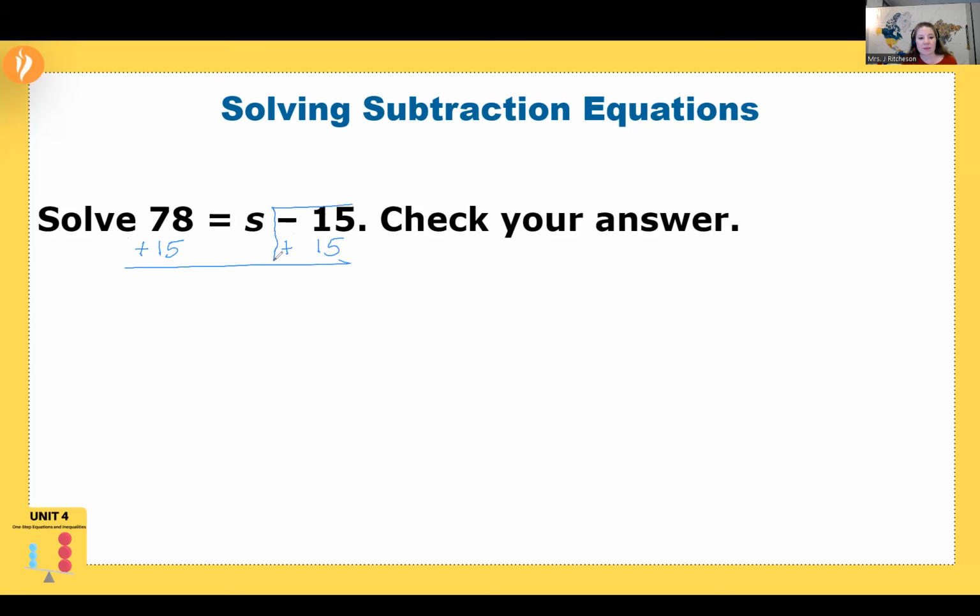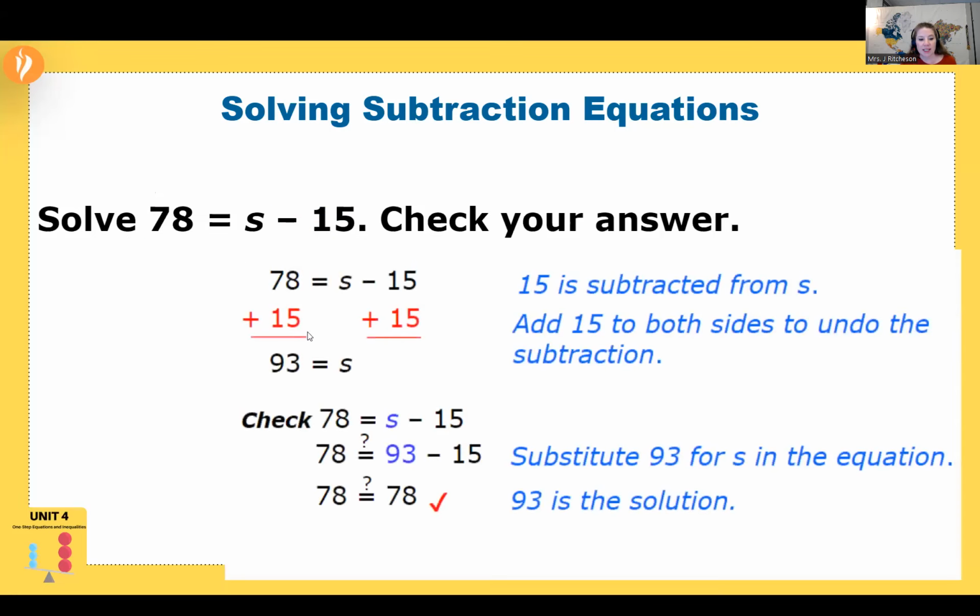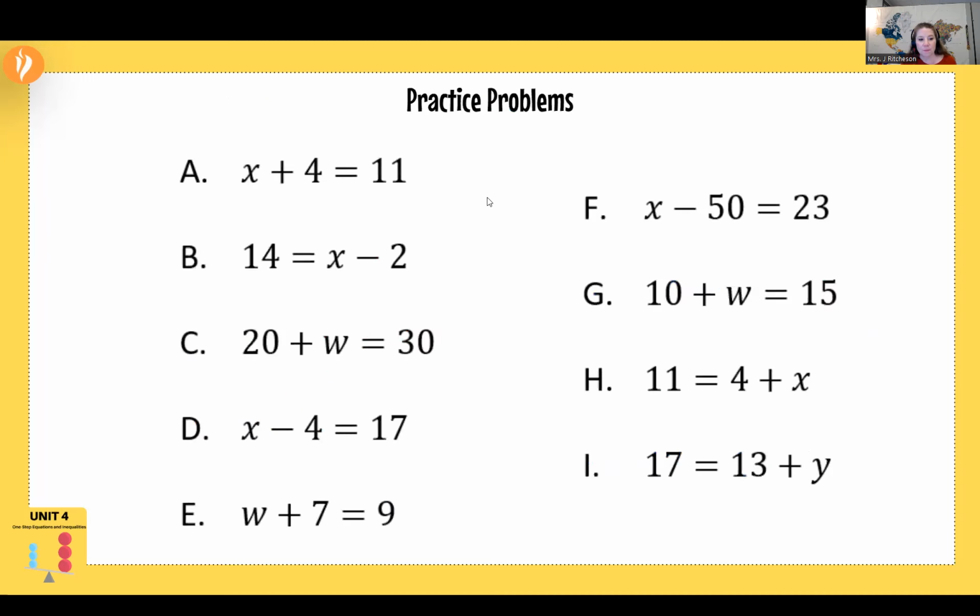So minus 15 plus 15 is 0. So we're left with s. We add 78 and 15, and we find out that s is equal to 93. So they're going to substitute 93 for s, plug it in. 93 minus 15 we see is actually 78. This is true. That confirms to us that 93 is the solution.